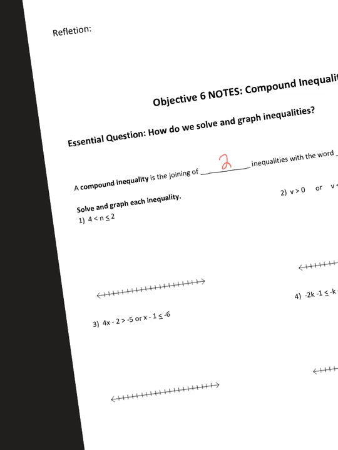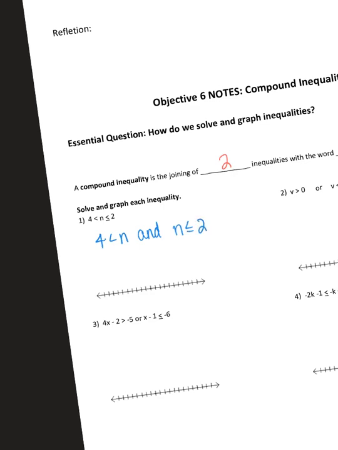So when we first look at this compound inequality, this is an and compound inequality because it is written as one continuous inequality. Okay, so it's 4 is less than n is less than or equal to 2. So we can just graph this if you're comfortable with it. Otherwise, if you want to split it, you can split it into two inequalities. And so we use the word and then we always repeat the middle.